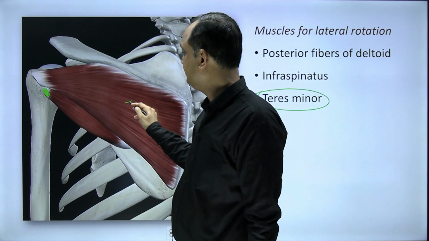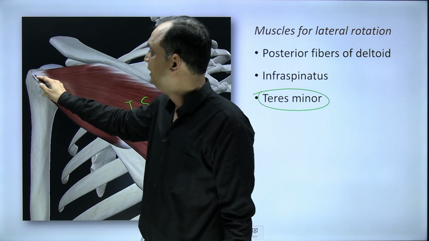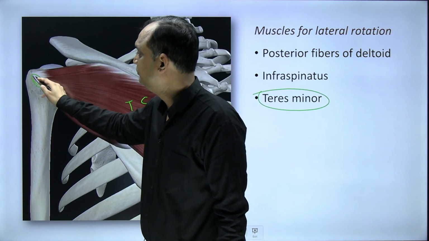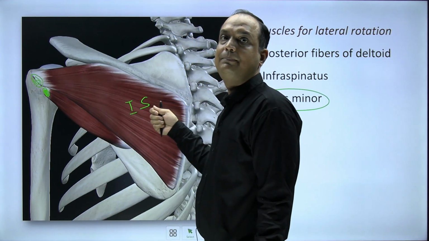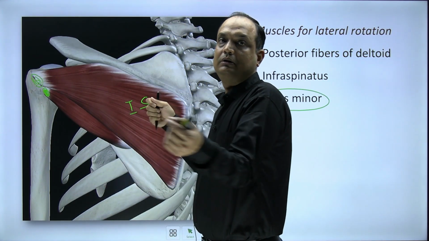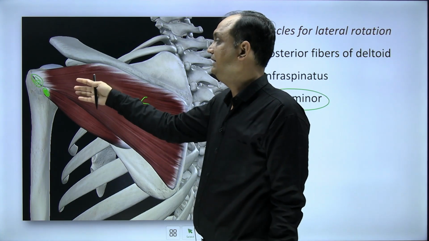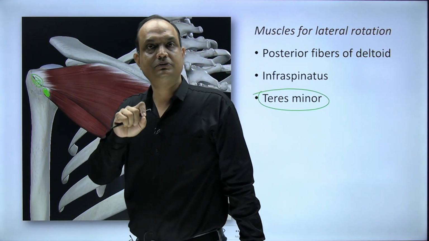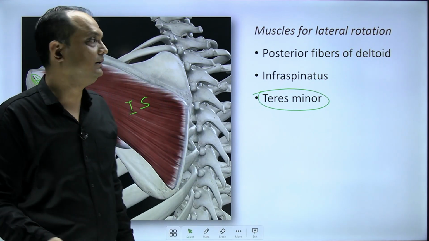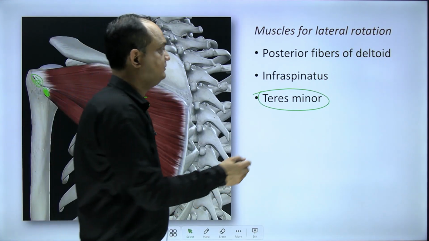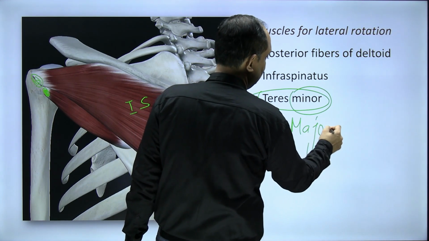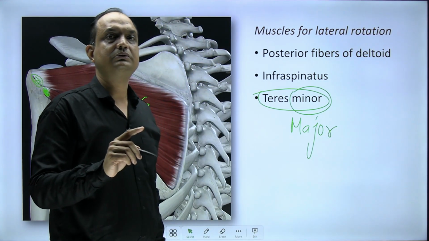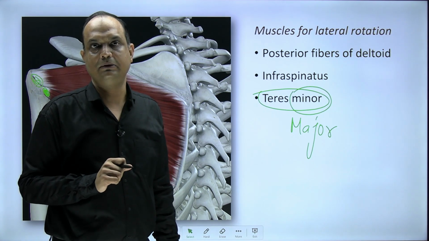While the infraspinatus is also inserting on the posterior side of the humerus behind the joint. So when both these muscles contract, what will happen? They will rotate your humerus outside. So that is a lateral rotation. So my dear students, here the question comes: why are the actions of teres minor and teres major different, though their origin is similar, from the lateral border of the scapula?